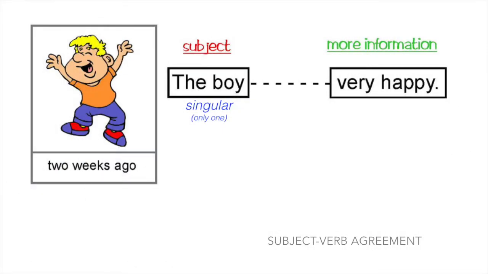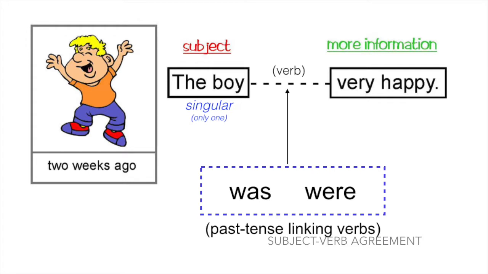Here's another example. Here we have the subject, the boy, and more information about the subject is very happy. So the boy and very happy need to be linked. Now we need to use a linking verb. And again, we are limited to which ones we can use because we have a singular subject, meaning only one.